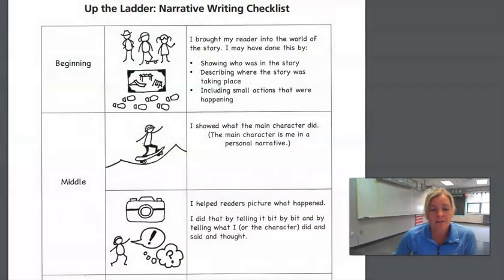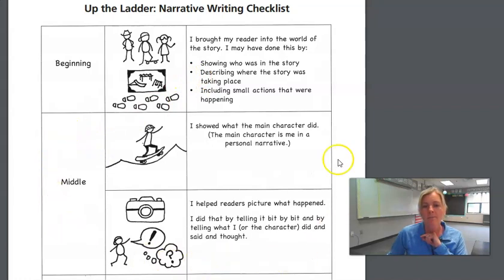So last time we talked about introductions. I sent this home in your packet, and we talked about what makes a really good beginning. So hopefully you went back and changed your beginning to make sure you included all of those things. You can check this checklist if you need to. Today we're going to really work on the middle of your story.